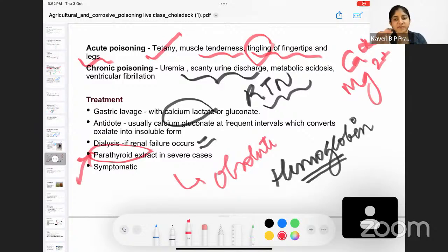Now, what is the function of parathyroid? Whenever the levels of parathormone increase in the body, it will cause resorption in the bone. It will cause increased absorption of calcium. So basically, serum calcium level improves. That is the essence of giving parathyroid extract. It was done in older days so that the calcium levels get maintained in the body. And symptomatic treatment, obviously.